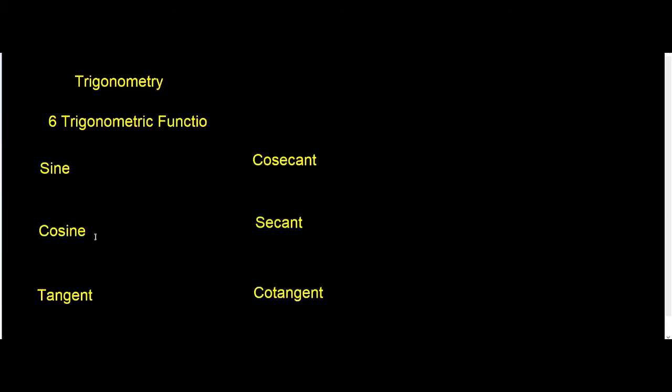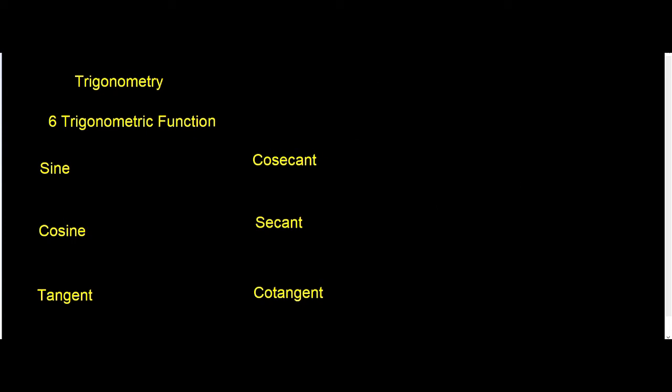Now in trigonometry, you have your 6 trigonometric functions, namely the sine, the cosine, the tangent, and you have their reciprocal part. We have cosecant, the secant, and the cotangent. Now, how do we get the 6 trigonometric functions of a right triangle?